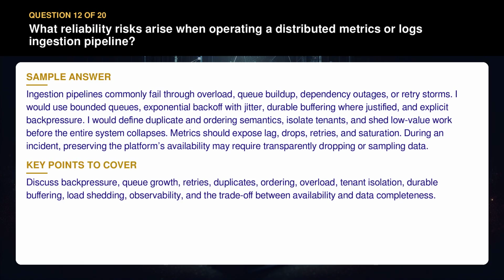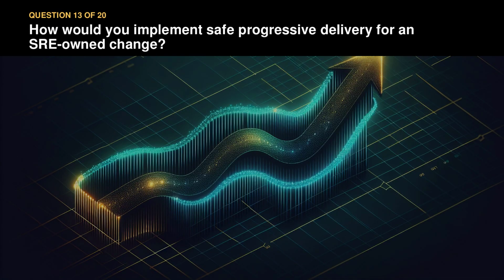Discuss backpressure, queue growth, retries, duplicates, ordering, overload, tenant isolation, durable buffering, load shedding, observability, and the trade-off between availability and data completeness.